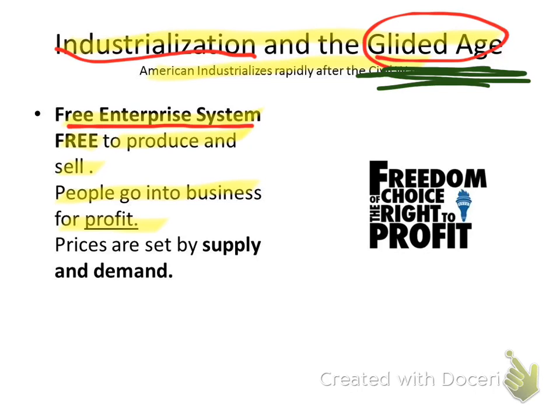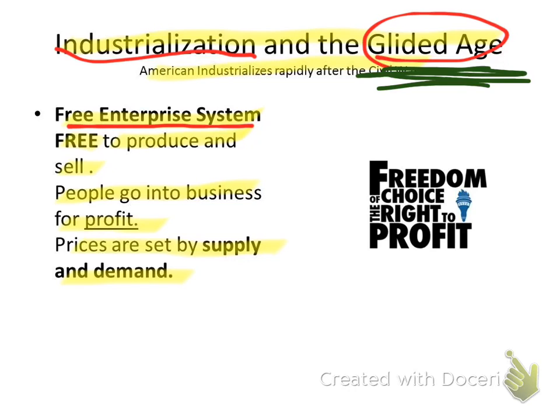Okay. Prices are set by the concepts of supply and demand. All things being equal, supply and demand rules a free enterprise system. Supply, that is the amount of goods for sale. Demand is the desire to purchase those goods. Okay? So a couple of set rules with supply and demand.